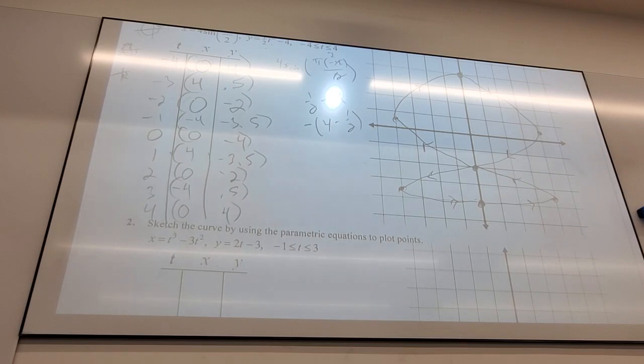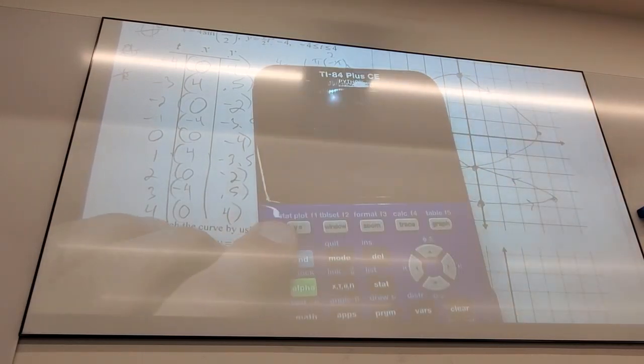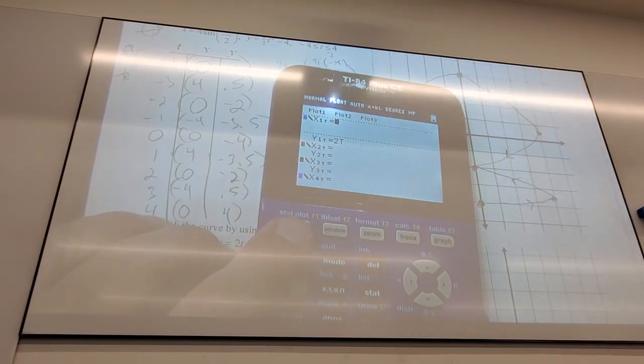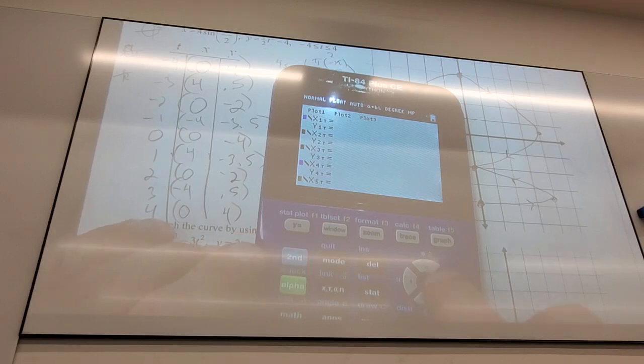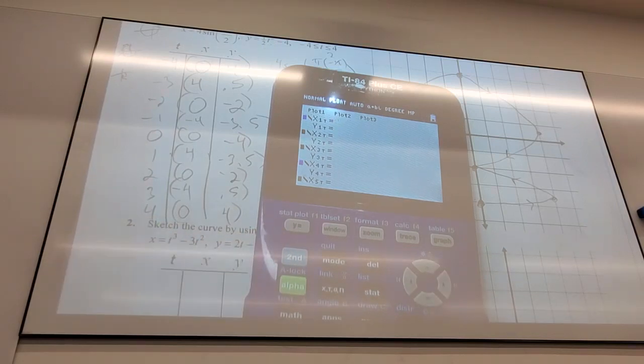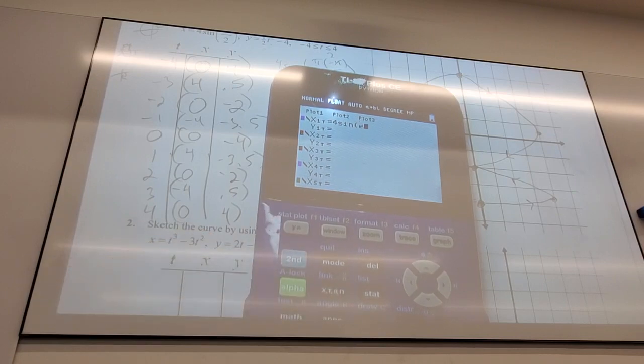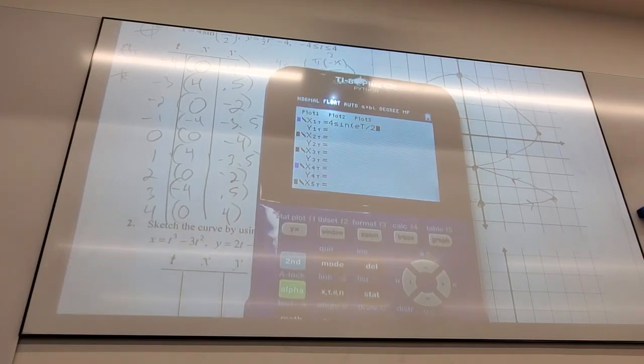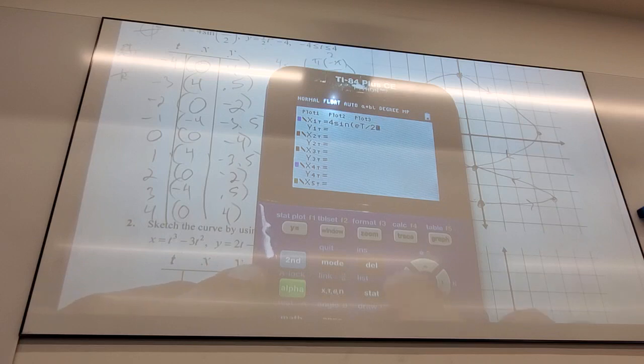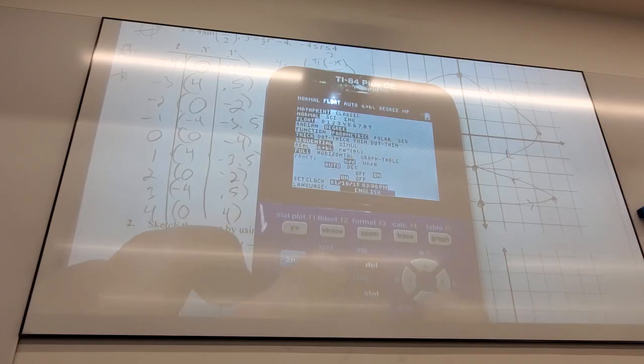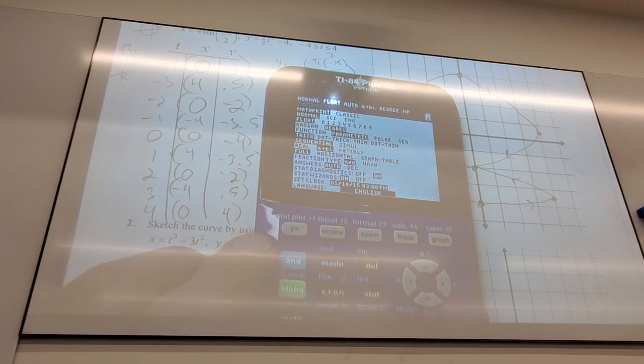And then, of course, if I go here, let me do it with a calculator, actually. So if I put into my calculator, let's see, 4 sine of pi t divided by 2. I did e again, didn't I? Let me make sure I am in radians.